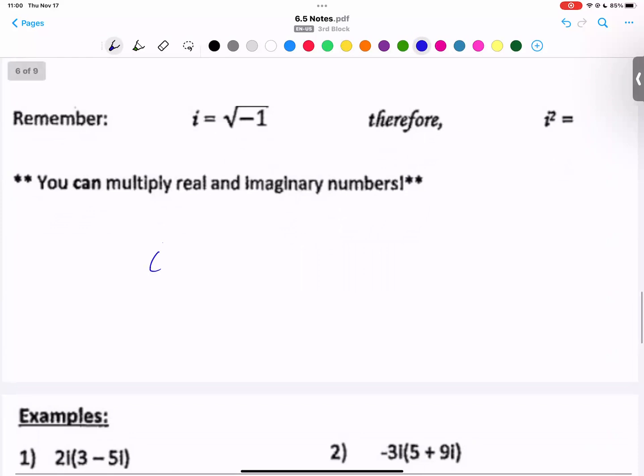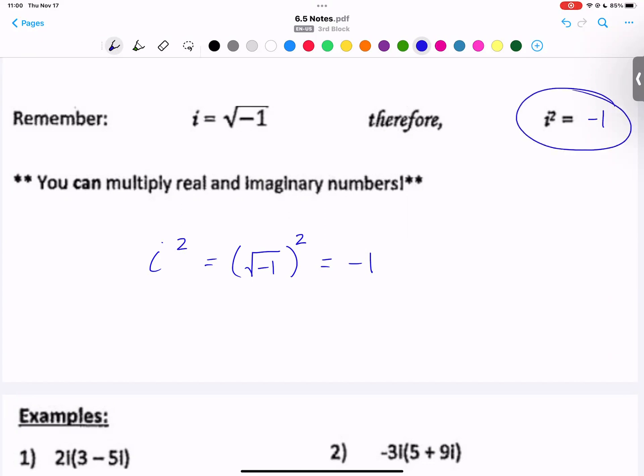We have i squared. Well, we can replace that i with the square root of -1, squared. What happens with a square root and a square? They cancel each other out. So all we're left with is -1. So anytime we see i squared, we have to change it to -1. It becomes a real number when we square i. Okay, so we're going to be talking about multiplying complex numbers together and imaginary numbers.